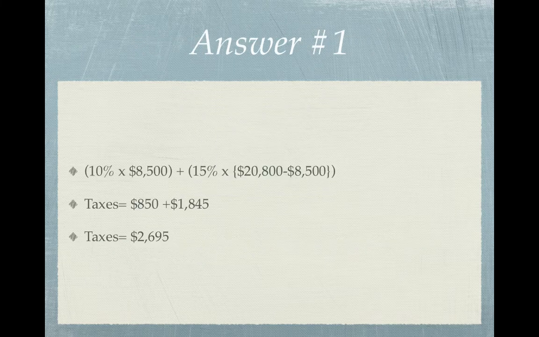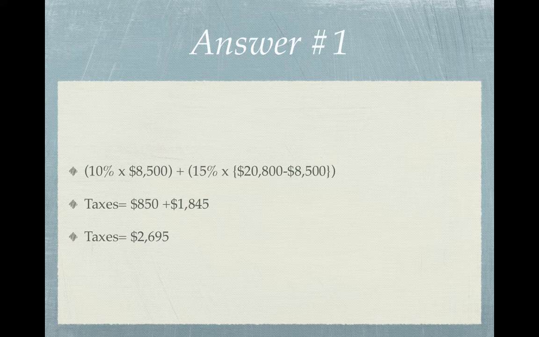You should have calculated the answer like this. We have 10% times 8,500, and then you have 15% times 20,800 minus 8,500. So we're looking at taxing 15% on the difference of your income minus that first $8,500. So the first $8,500 is taxed at 10%. And the next chunk of money is going to be taxed at 15%.